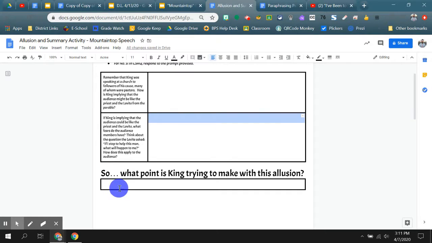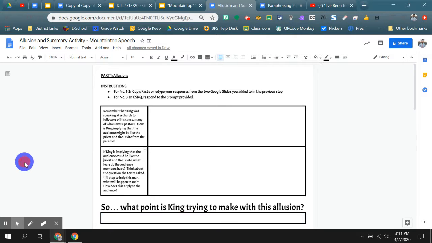That leaves question 3, and this is the only one you're going to have to actually answer for the assignment today. You still need to copy and paste these two, but this is the only new thought that you need to bring about. And that's going to be, what point is King trying to make with this allusion? Now remember the lessons we just went through. The allusion was to the Good Samaritan. So essentially the question is asking, what lesson is he trying to get across to his followers from that parable? How does he want them to reflect the lessons from that parable in their lives? How should they be more like some of the characters in that parable?